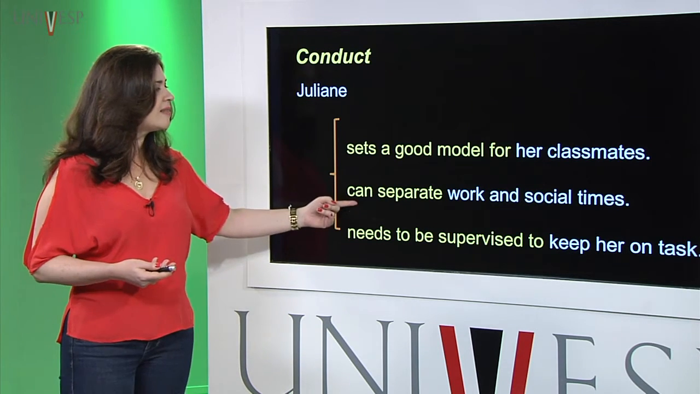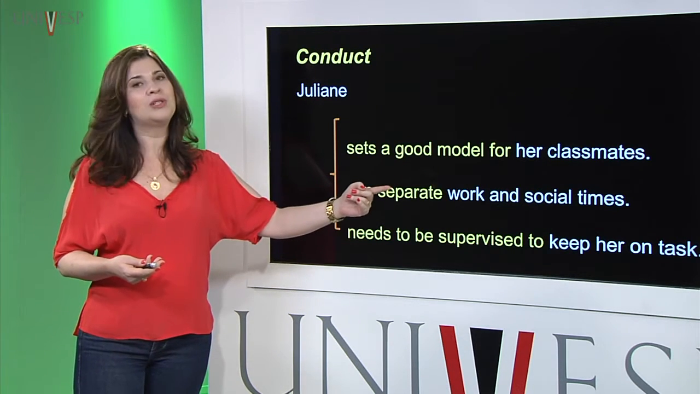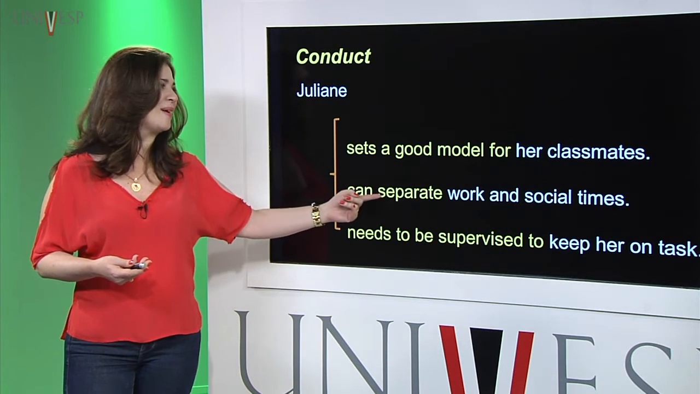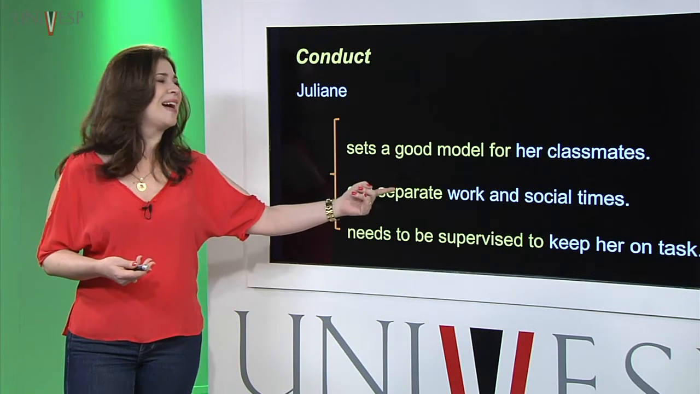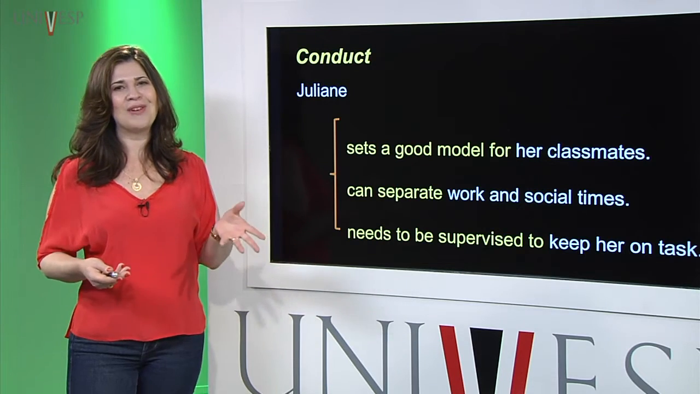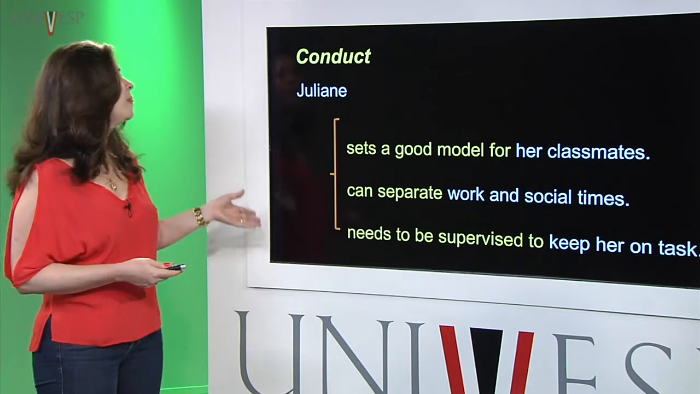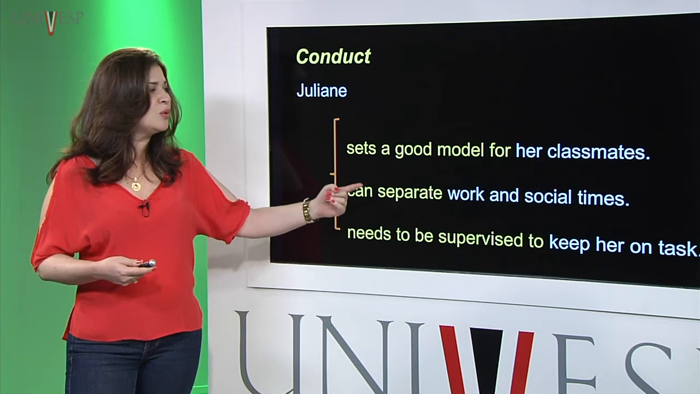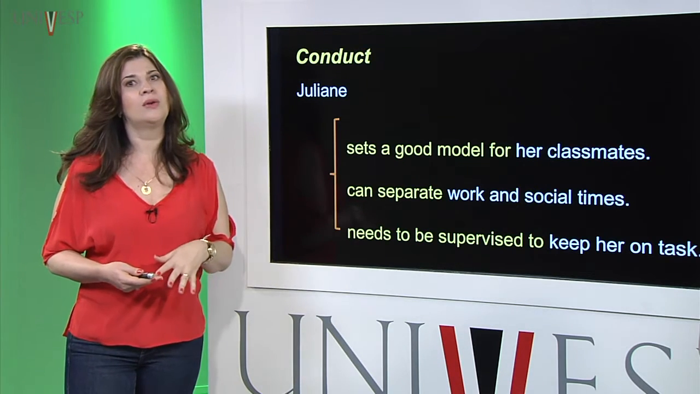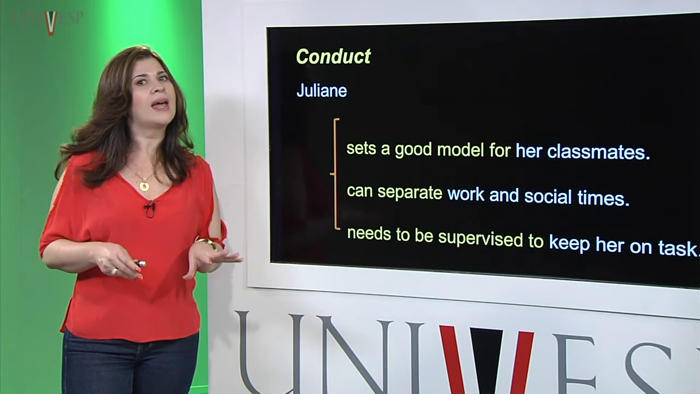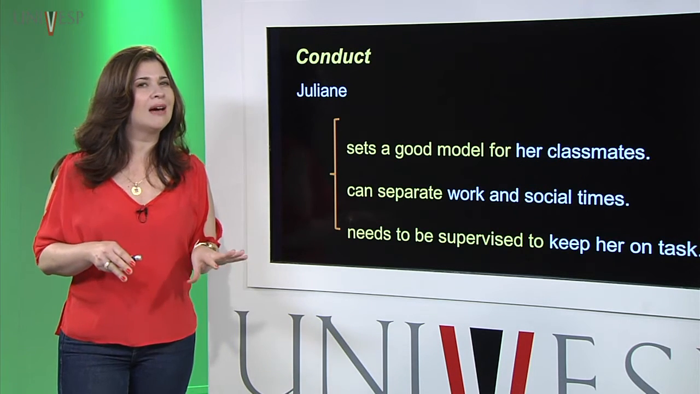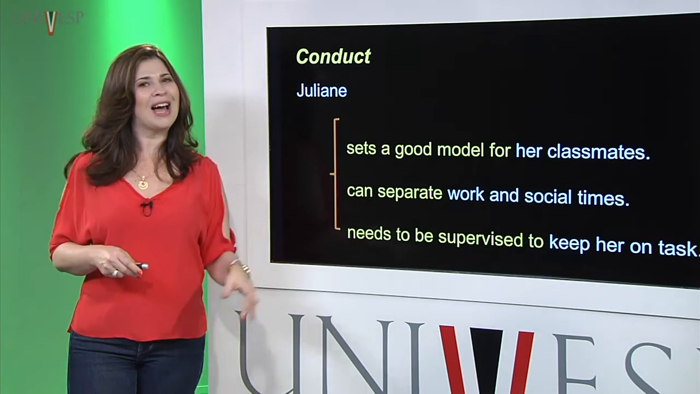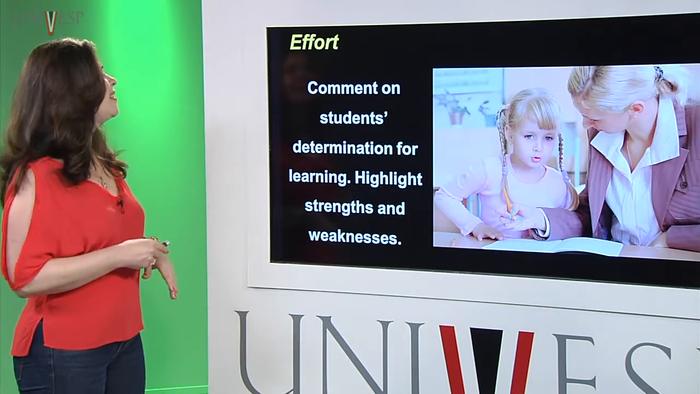Julien can separate work and social times, ou seja, ela sabe a hora de brincar e sabe a hora de trabalhar. Separate work, hora de trabalho, and social times, aquela conversa de criança que a gente sabe que acontece, ok? And Julien needs to be supervised to keep her on task, ou seja, de vez em quando, para ela ficar e atingir o objetivo da aula, ela precisa de um pouquinho de supervisão. Talvez ela goste muito do social times, right? Okay?